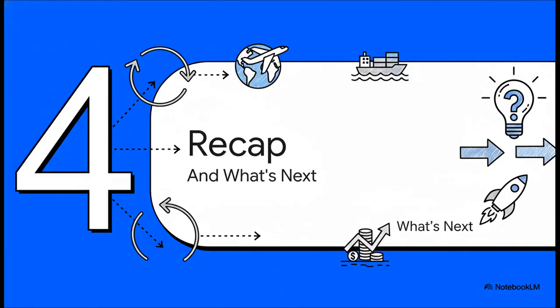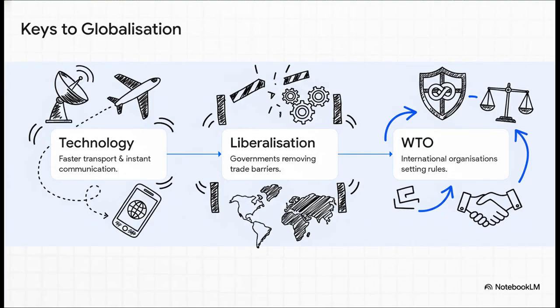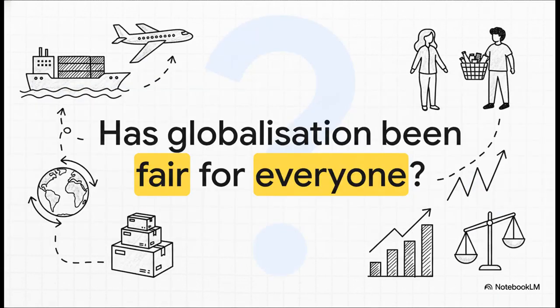All right, let's quickly recap the main points of our lesson and see where this leads us next. So these are the three key enablers of globalization that you must remember: technology, liberalization, and the role of the World Trade Organization. So, we now understand the factors that enabled globalization. This prepares us for our next topic, where we will analyze the impact of globalization and discuss if its benefits have really been shared by all.